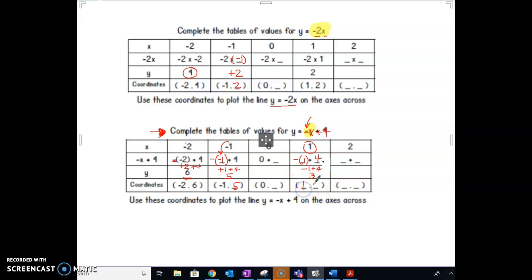When x is 1, y is 3. This 2, it's a negative 2 plus 4. So negative 2 plus 4 is 2. When x is 2, y is 2. I didn't do 0 because 0 doesn't have a sign. So when I say 0 plus 4, I'm just going to get 4. Oh, look at me. I did them all for you. Now you get to graph that.